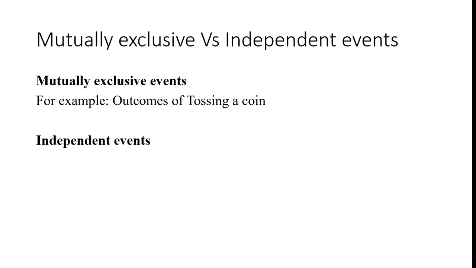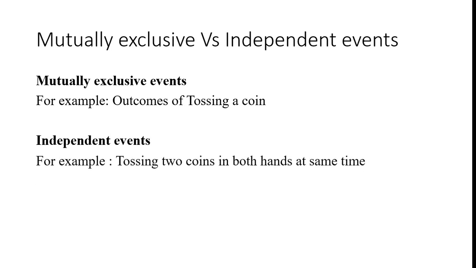Let's assume I have one coin in my left hand and another in my right hand. When I toss the two coins at the same time, what is happening in my left hand does not depend on what is happening in my right hand. Even if I get a head in the left hand or a tail in the right hand, those two things do not depend on each other. So they can occur together. We call those kinds of outcomes independent events. So that is that.